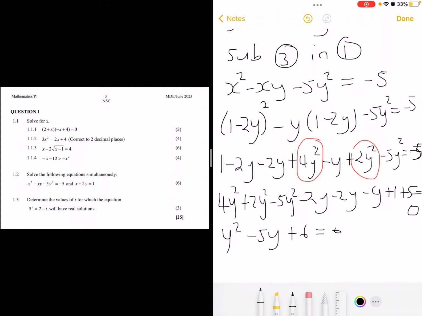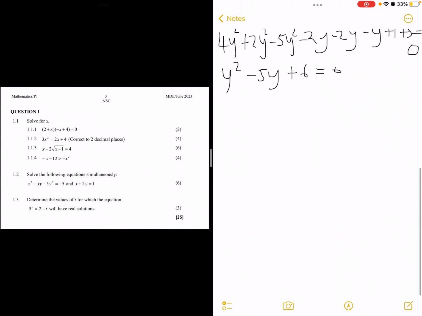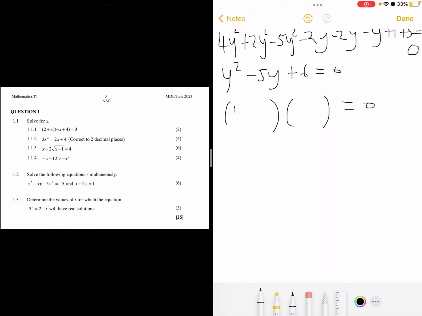This can be easily factorized. Can open two brackets, and you have y and y. The factors of 6 that will give us 5 are 3 and 2, and they have to be both negative. And then now you solve using the zero law, as we said in 1.1.1 to 1.1.4. So y minus 3 is equal to 0, or y minus 2 is equal to 0. Then y is equal to 3, or y is equal to 2.